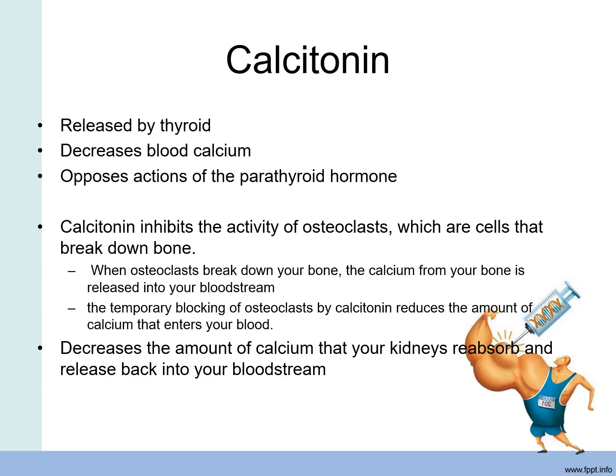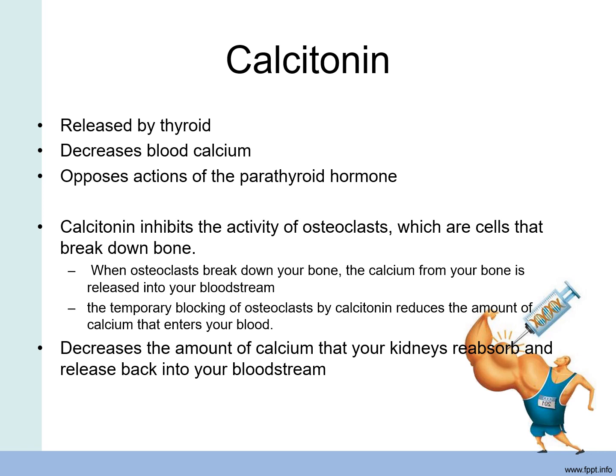Calcitonin is made and released by the C cells in our thyroid. This decreases blood calcium. If you remember back to that slide at the beginning of this PowerPoint, the diagram showing what happens when our serum calcium levels are high, our thyroid is activated to release calcitonin. This opposes the action of parathyroid hormone.